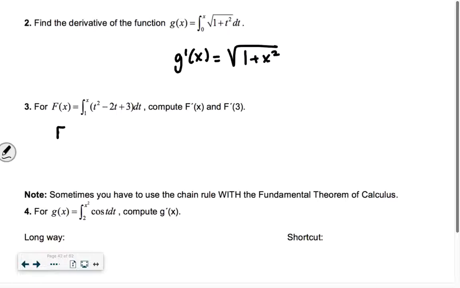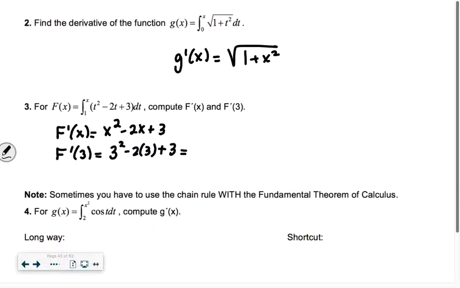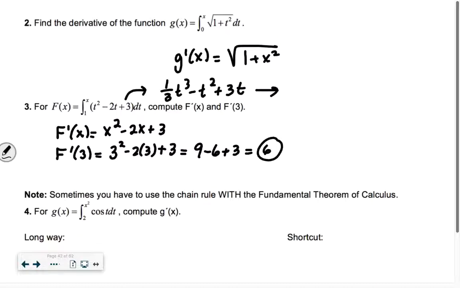So for number 3, if it's asking about f prime of x, we're like, oh, f prime of x is x squared minus 2x plus 3. So that means capital F prime of 3 would be 3 squared minus 2 times 3 plus 3. So 9 minus 6 plus 3 is 6. Because if you do the antiderivative, so if you do it the long way, it would be 1/3 t cubed minus t squared plus 3t. And then you would take the derivative, which would go back, and you'd still have that 3. Okay?